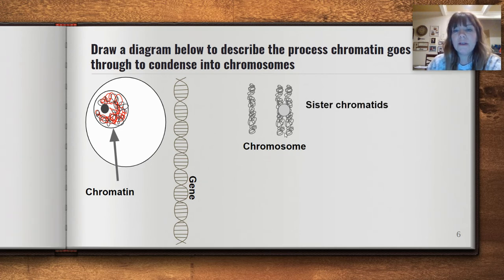And again, these two together we refer to as sister chromatids. Now you might want to draw this picture somewhere just to help you visually see the vocab words. It might be helpful.